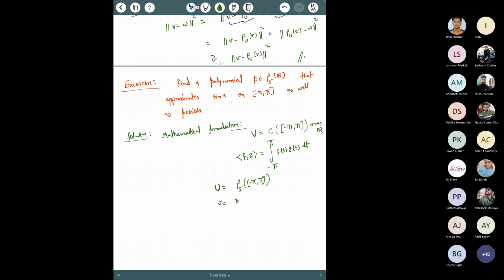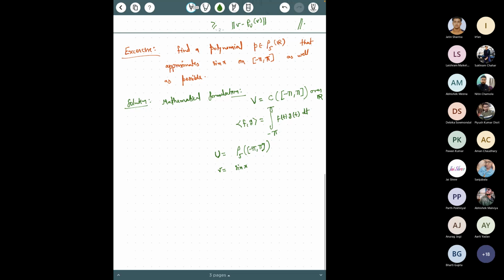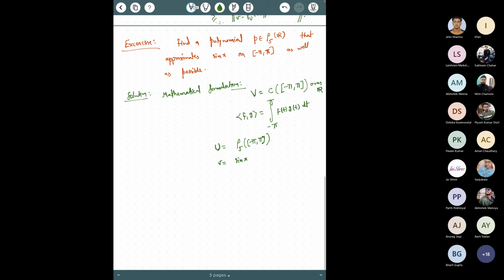Now see, we have everything. This V is the infinite dimensional inner product space, but U is of finite dimension. Its dimension is 6, and we have a vector V. And now what we are trying to do is find the best approximation of this vector V in U, by vectors in U.